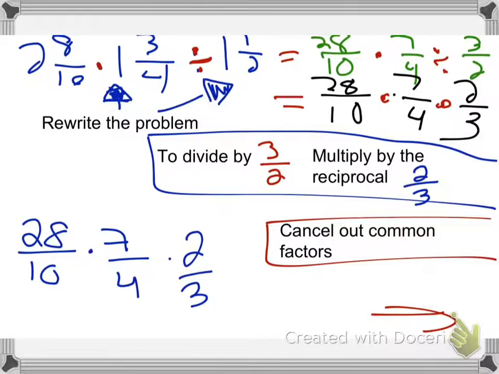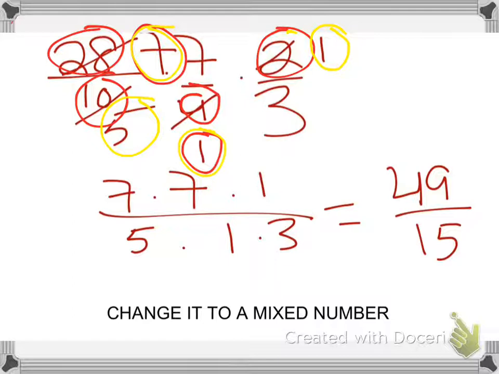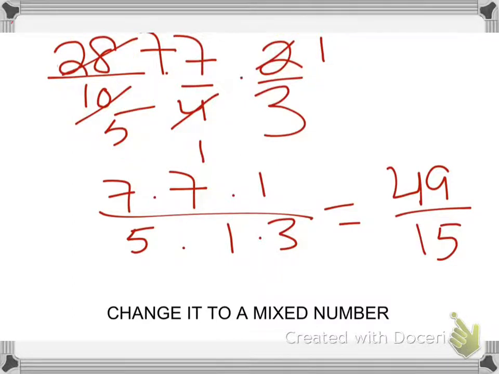Okay. So as you can see, now you have to rewrite the problem. Rewriting the problem, this is the new problem that we have. And in order to divide by 3 over 2, you have to multiply by its reciprocal. So then our new problem, after we multiplied by the reciprocal, the 3 over 2 canceled out, and it changed back to 2 over 3. Right here is our new problem. So after we do everything that Aaron told you, we come up with 28 over 10 times 7 over 4 times 2 over 3.